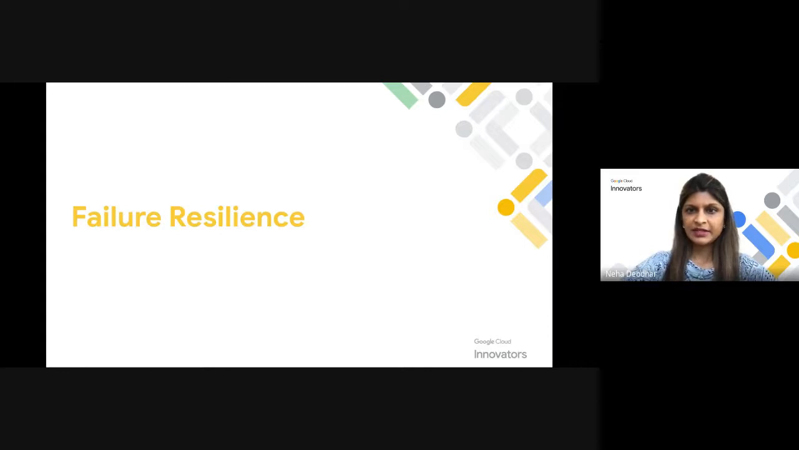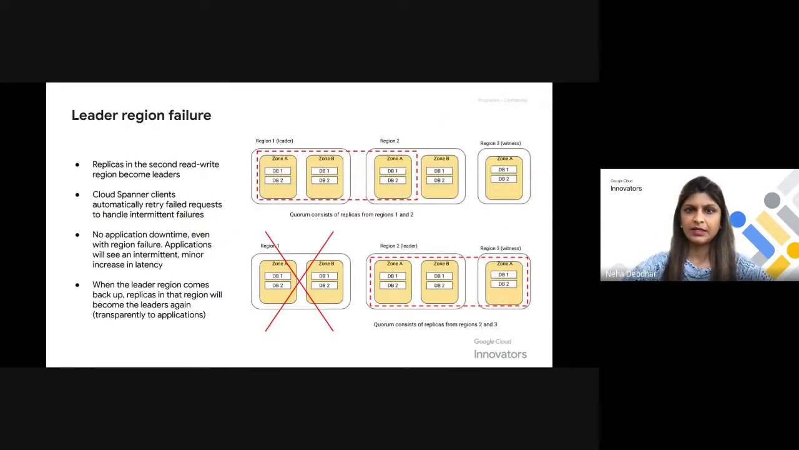Now let's understand how Spanner's architecture can help your application get high availability and global resilience. Let's consider a scenario where the leader region fails. Both zones and two copies of your data from the leader region will be unavailable in such a failure. In this scenario, replicas in the second read-write region will automatically be elected to become leaders. The leader change happens in the order of a few seconds.